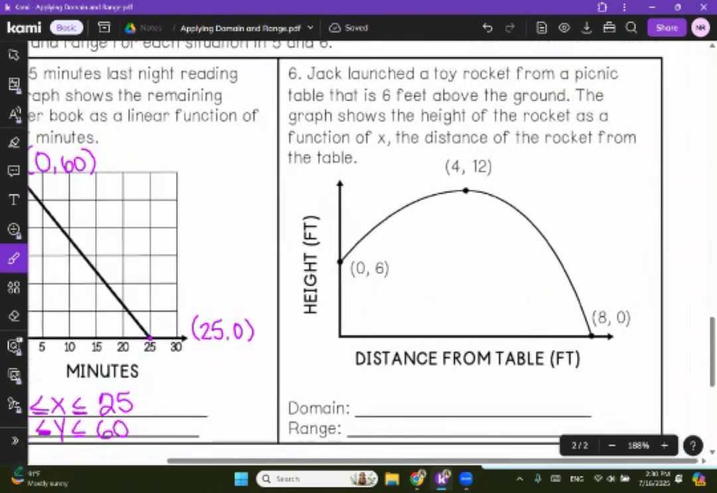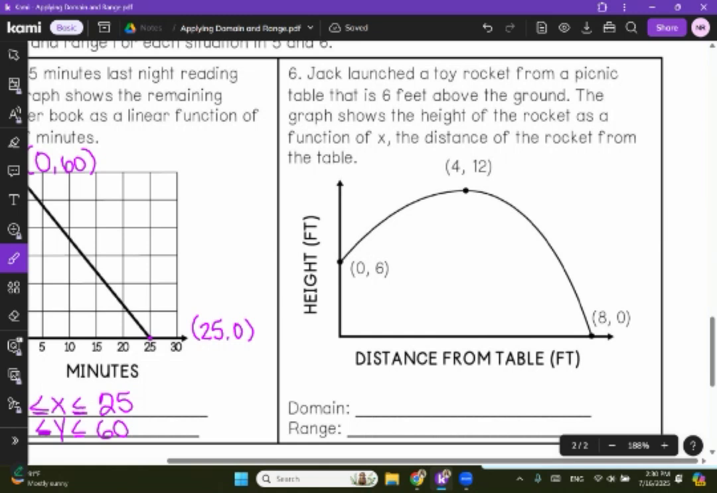There was a domain and range question on the STAAR test a few years ago. I want to say about 3 or 4. That was exactly or very, very similar to one like this. Jack launched a toy rocket from a picnic table 6 feet above the ground. The graph shows the height of the rocket as a function of x, the distance of the rocket from the table. Okay. The height is y, the distance is x.